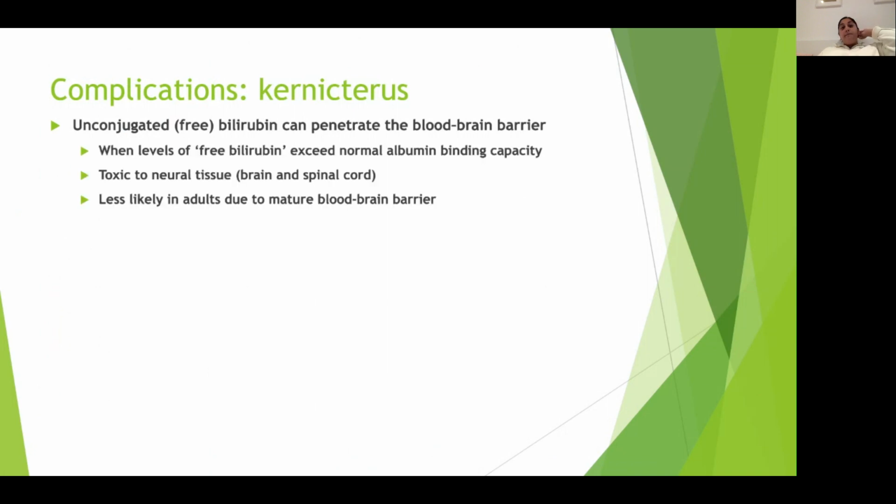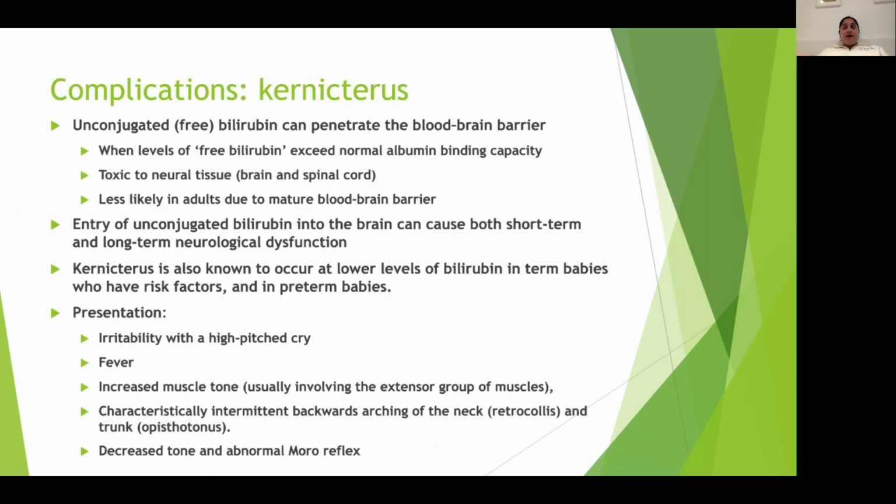So one of the main complications of having too high a bilirubin level, or unconjugated bilirubin level, is kernicterus, which is basically when that unconjugated bilirubin goes through the blood-brain barrier. So your levels of that bilirubin become so high and there is not enough albumin to bind to the bilirubin to not make it free as such. And so that excess bilirubin will cross the blood-brain barrier and become toxic to the tissue in the brain, as well as the spinal cord.